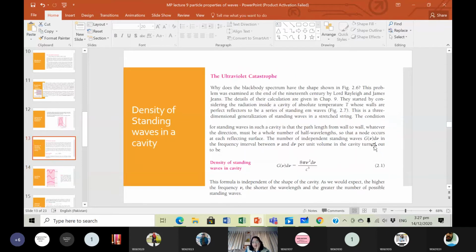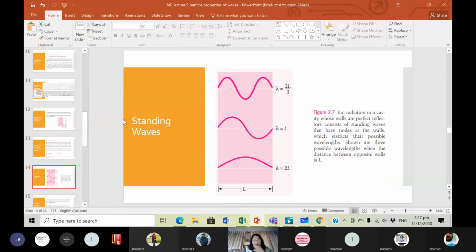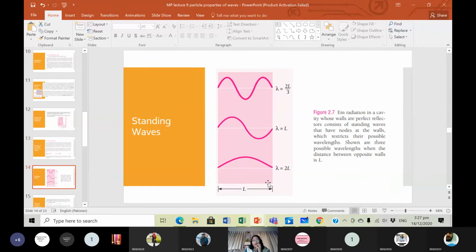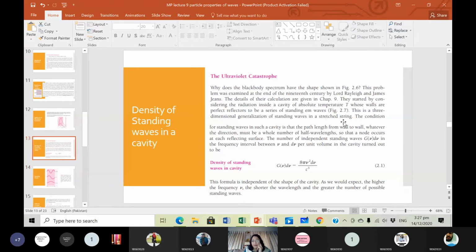So why are we considering standing waves here? It's because the black body radiation can be seen to be a series of standing electromagnetic waves. This is three-dimensional. The condition for standing waves in such a cavity is that the path length from wall to wall must be a whole number of half wavelengths. As you can see over here, the path length from wall to wall, which is this L, is a whole number of half wavelengths, okay?